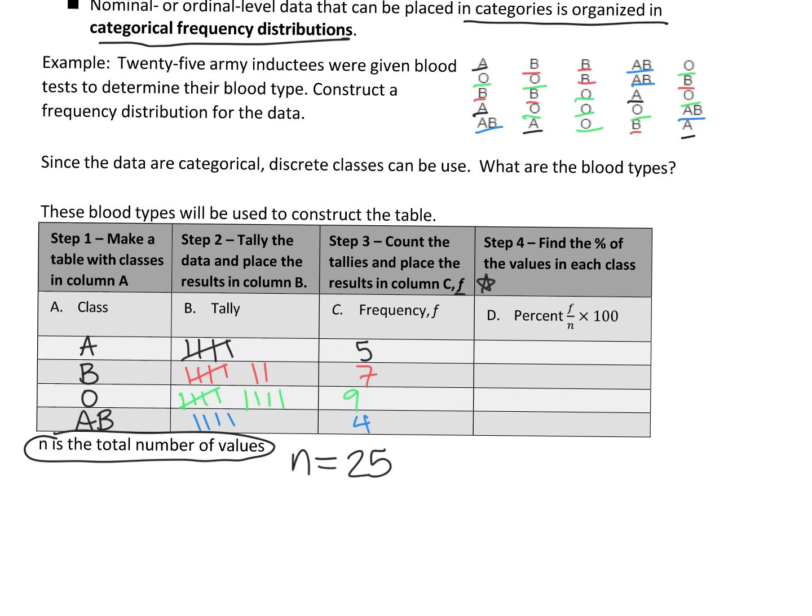So this first one would be 5 over 25, and then I would take that and multiply it by 100, and that will give me the percent, which would be 20%. So I'm just doing F over N, and notice that N is constant. It's always going to be 25 for each of these. The F is the frequency, which I'm getting from the work I've already done. All right, so the next one would be 7 over 25 times 100, which would be 28%. And so you can use a calculator for sure.